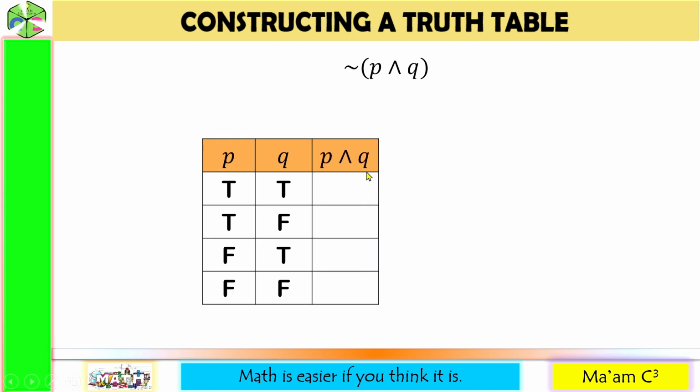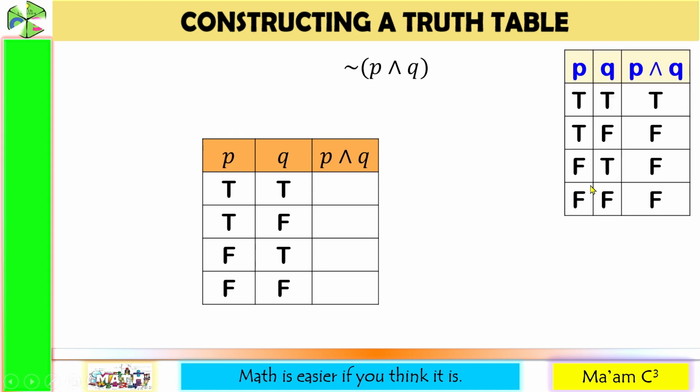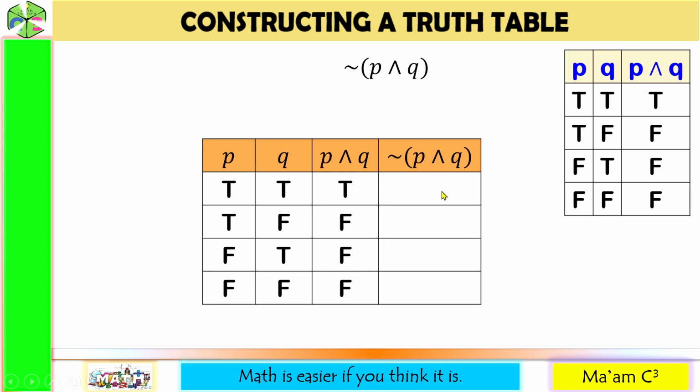Now, let us recall the truth table for conjunction. So in conjunction, it is only true if both of the propositions are true. Otherwise, the conjunction is false. So let us try it here. I have here both true, so this is true. Here, both true, the conjunction is true. I only have one true, so the conjunction is false. I only have one true, so the conjunction is false. Here I have both false, so this will be false. The next column is the not P and Q.